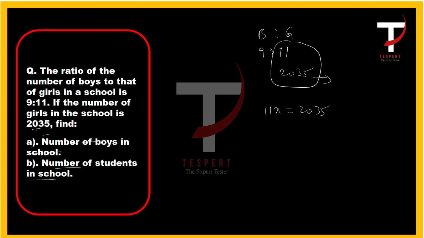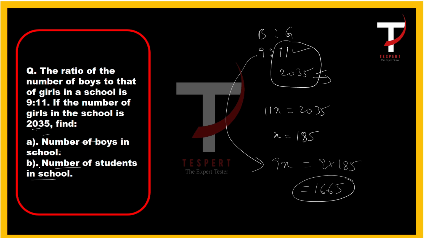So we must equalize these two, right? The part of the girls here and the number of girls. So x will be equal to 2035 divided by 11, which is 185. So how to calculate the number of boys? Number of boys is equal to 9x. 9x means 9 into 185, which is equal to 1665.